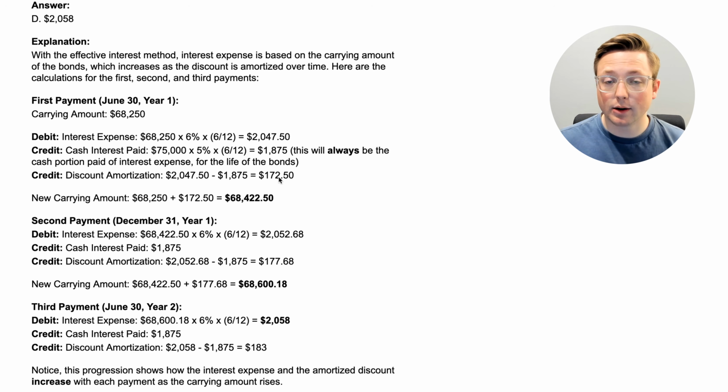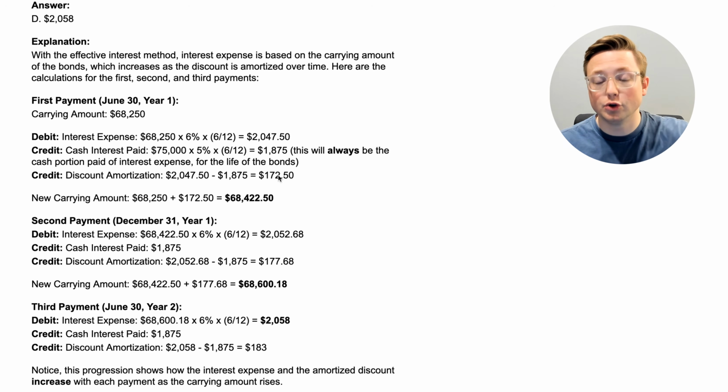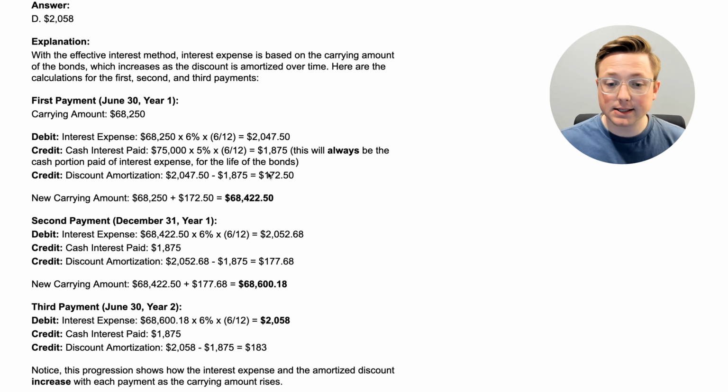Now, what do we do with this discount amortization? Discounts are where the carrying amount starts lower than the face value. So you are trying to amortize the carrying amount up to the face value. So when we amortize discounts, we are actually increasing the carrying amount each time by the discount amortization. So in this case, we take that carrying amount of $68,250, add the discount amortization, $172.50, and that gives us a new carrying amount after this payment of $68,422.50.